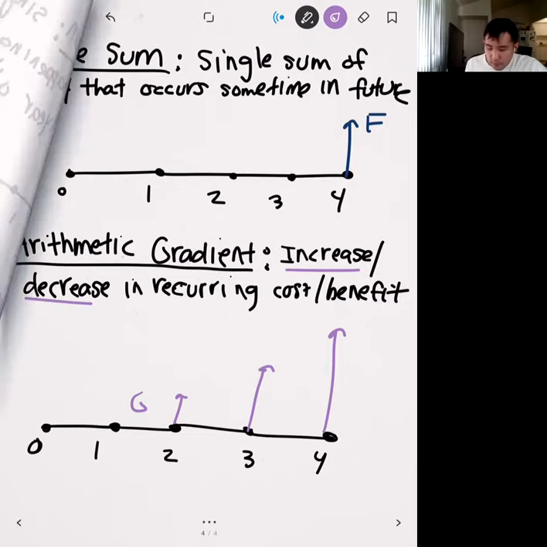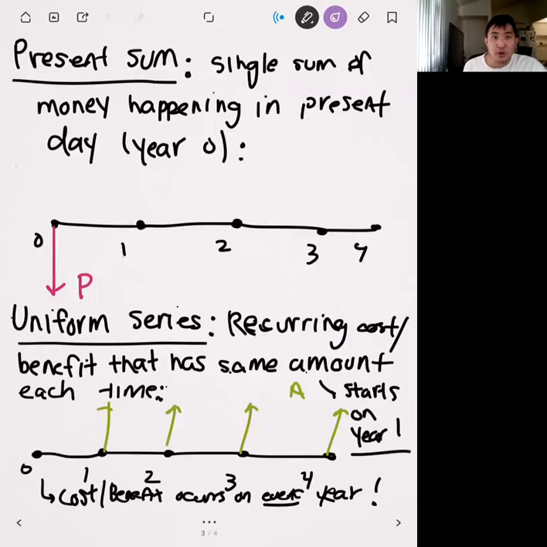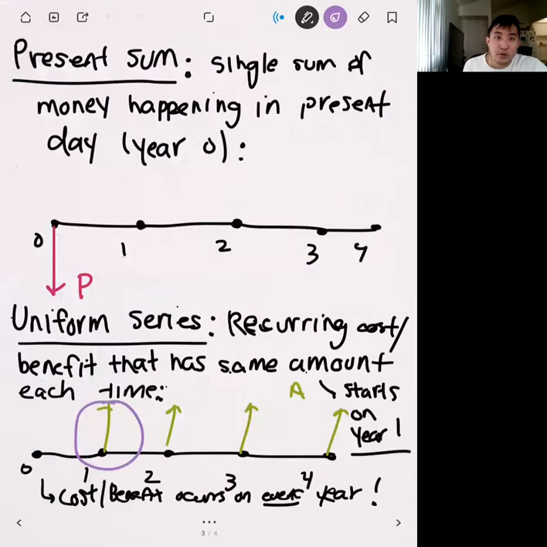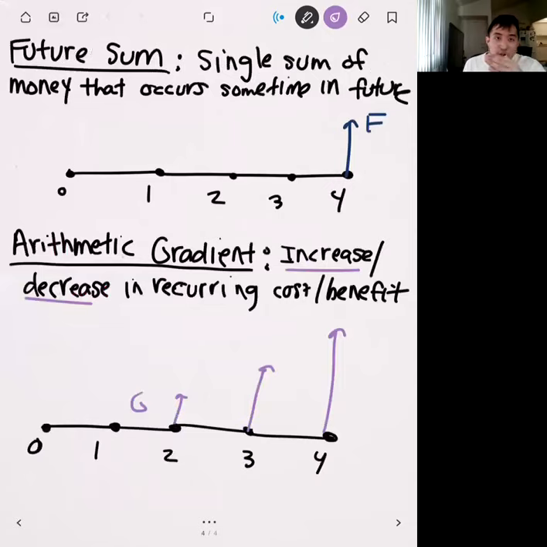If you go back to our standard form for the uniform series, it starts on year 1. You can think of year 1 as the base amount for a recurring cost or benefit, so any increases or decreases can't occur until year 2. When you have a cash flow that starts at a certain amount at year 1 and then increases or decreases from that, you set the initial amount in year 1 as your uniform series amount, and then starting in year 2, however much it's increasing is your arithmetic gradient. Those are all the standard forms for our different cash flows.